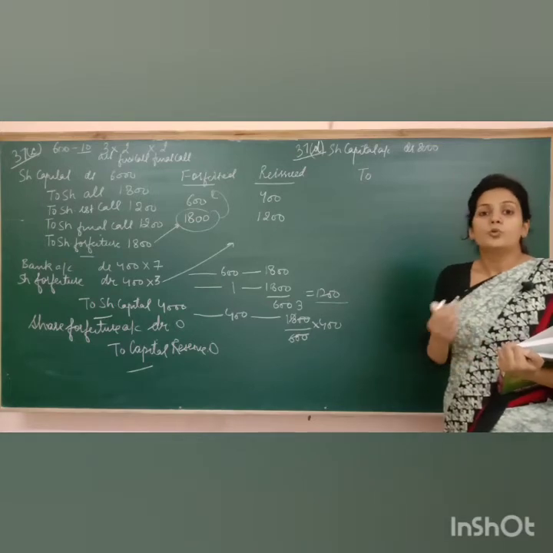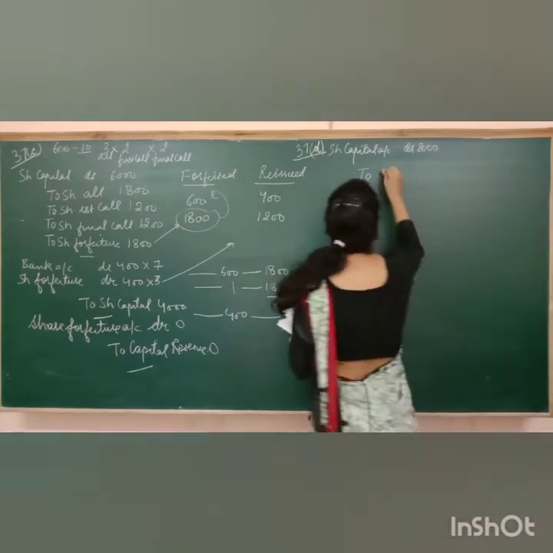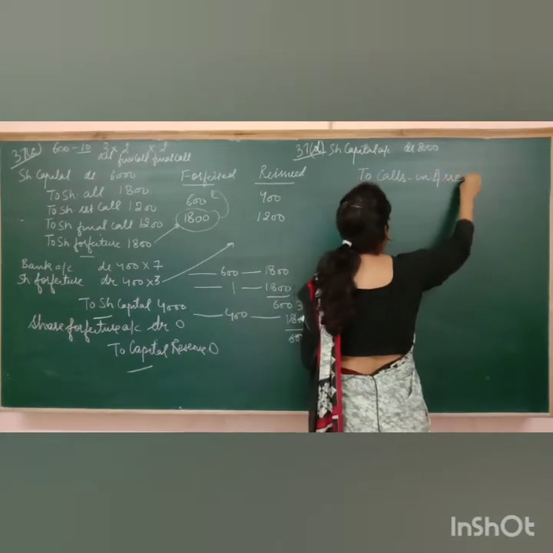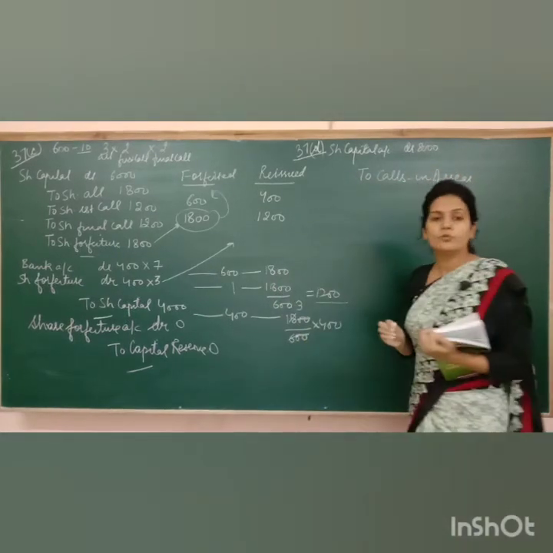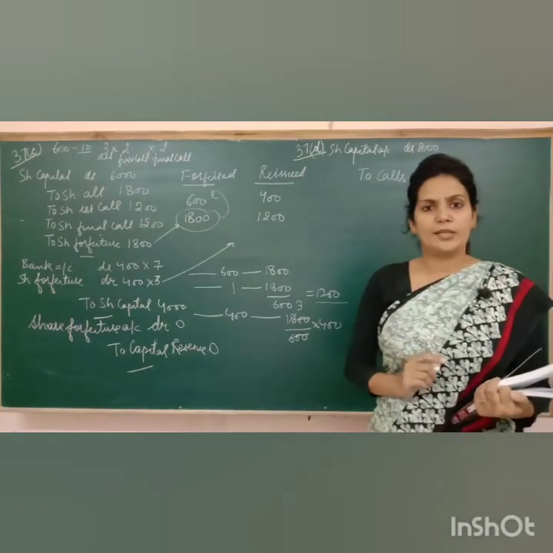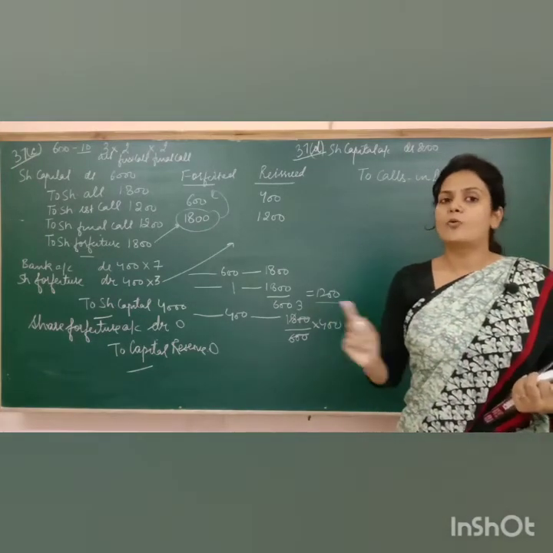So when I don't know the amount, what will I write? I'll simply write calls in arrear. I hope my point is clear to you. 10 rupees was the value of the share. It is mentioned that the holder has paid only application of rupees 3. The rest of the amount he hasn't paid.